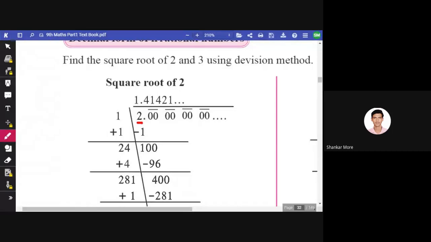So what I'm going to do is find such a number that, when we divide, it should not exceed 2. It should not be equal to 2 either. Which number is less than 2 and we can divide 2 by it? It is 1, isn't it? So I take 1 as the number. Now I write 1 here, and the same digit we have to add here also. So 1 ones are 1, so 2 minus 1.